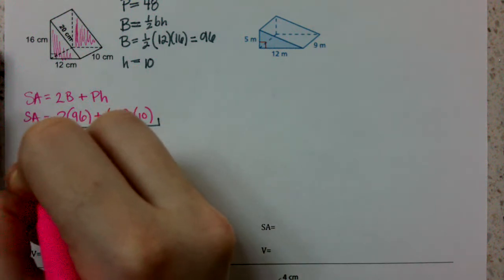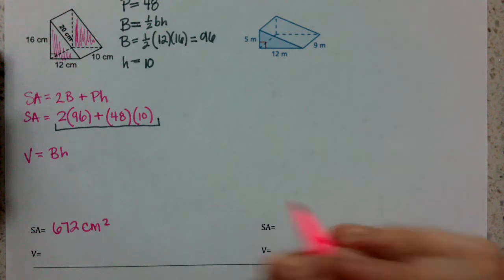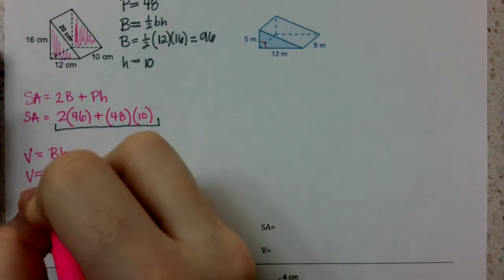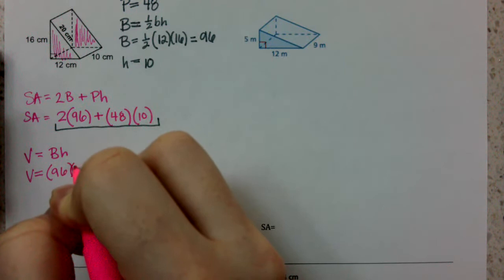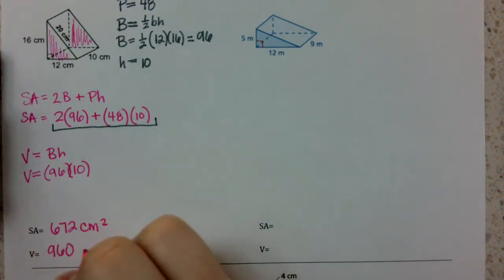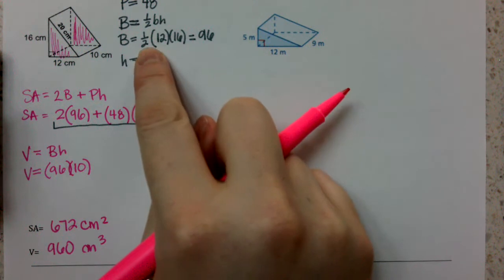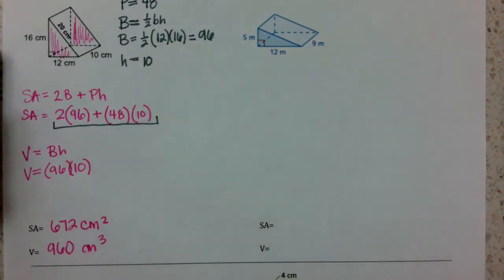Now volume is the area of the base times height. So we have 96 times 10. Which gives us 960 centimeters cubed. So with triangles, just make sure you don't forget to find the area of the base, you have to do 1/2 base times height. So why don't you pause it and do the one right next to it and then come back and see my work.